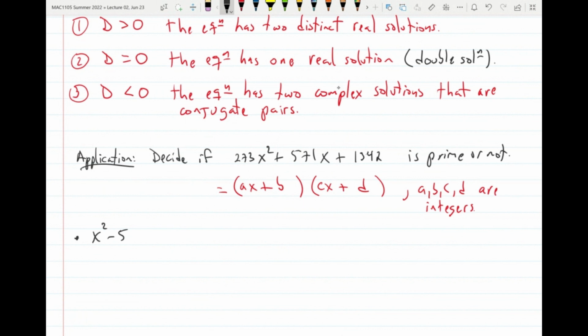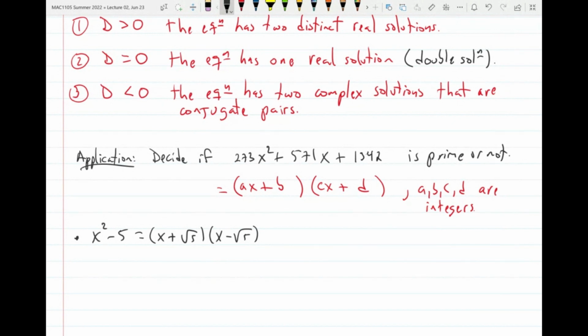However, you can factor this. If what you want is to factor, you can factor this as x plus square root of 5 times x minus square root of 5, right? Because you can think of this as square root of 5 squared, and this is a difference of squares. But we're no longer using rationals or integers in here, okay?